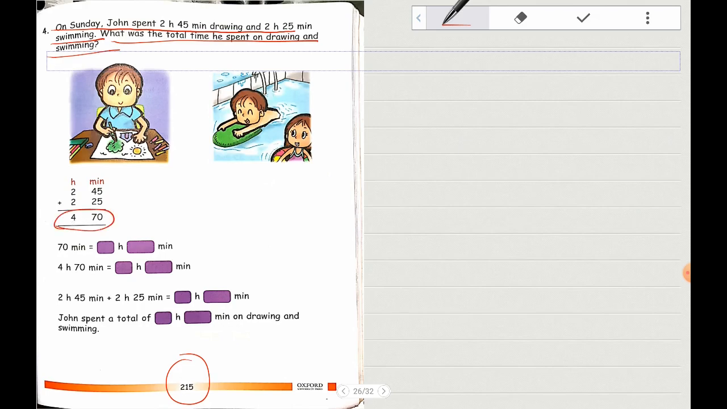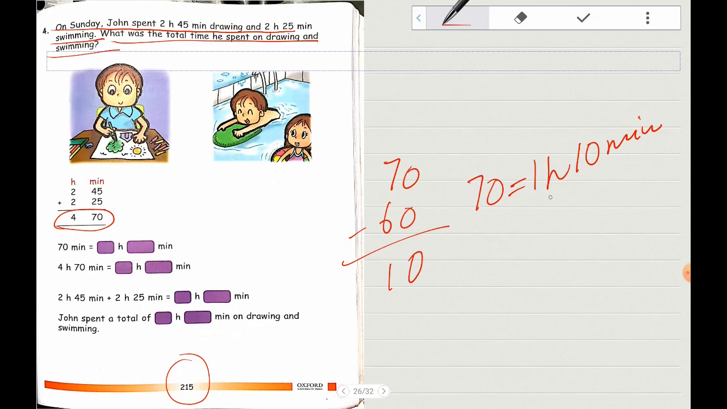hours and 70 minutes. Now you know that 70 minutes is again greater than 60. So you will split 70. If you subtract 60 from 70, that will be 10. It means you can write 70 easily as 1 hour and 10 minutes. This 1 hour will be added into the hours. That will easily become 5 hours and 10 minutes. So John spent a total of 5 hours 10 minutes on drawing and swimming altogether.